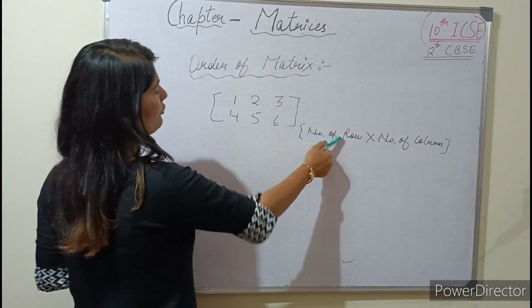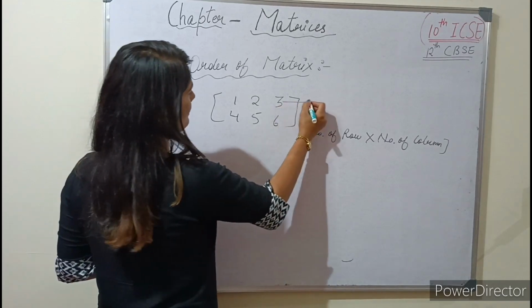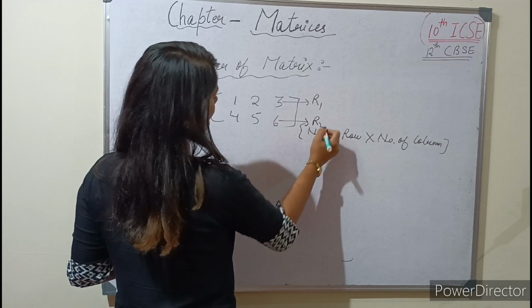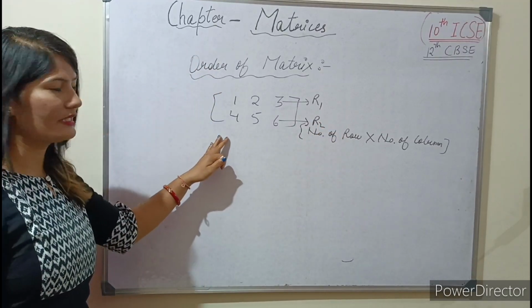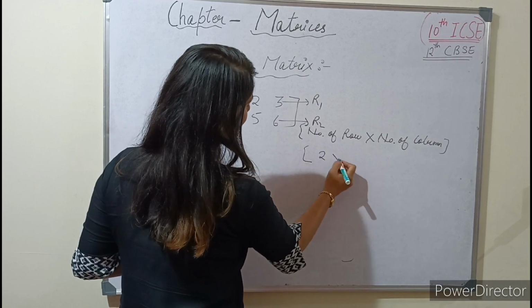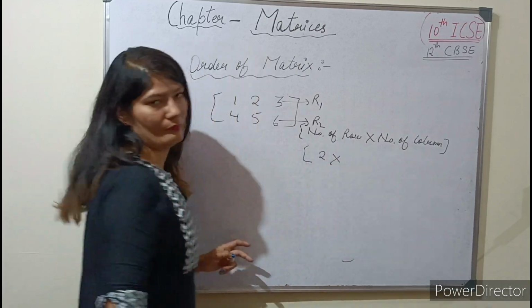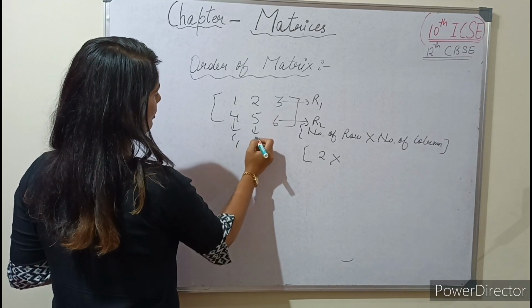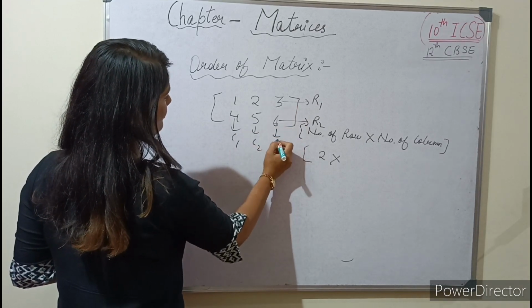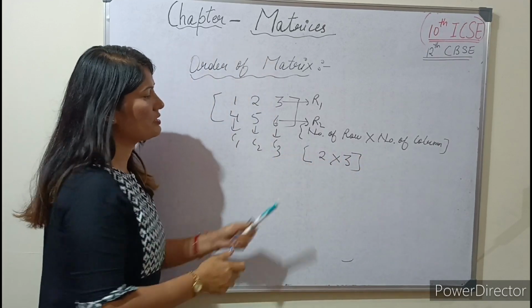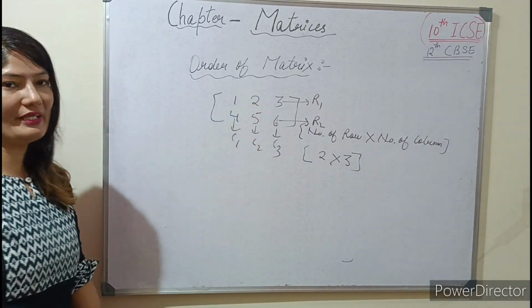So here, number of rows. If you will see, this is row 1 and this, the horizontal line, is row 2. So it means in this matrix there are only 2 rows. Make a square bracket, 2, multiplied by the number of columns. Here this is column number 1, this is column 2 and this one is column 3. So write here 3. So 2 cross 3 is the order of the given matrix.